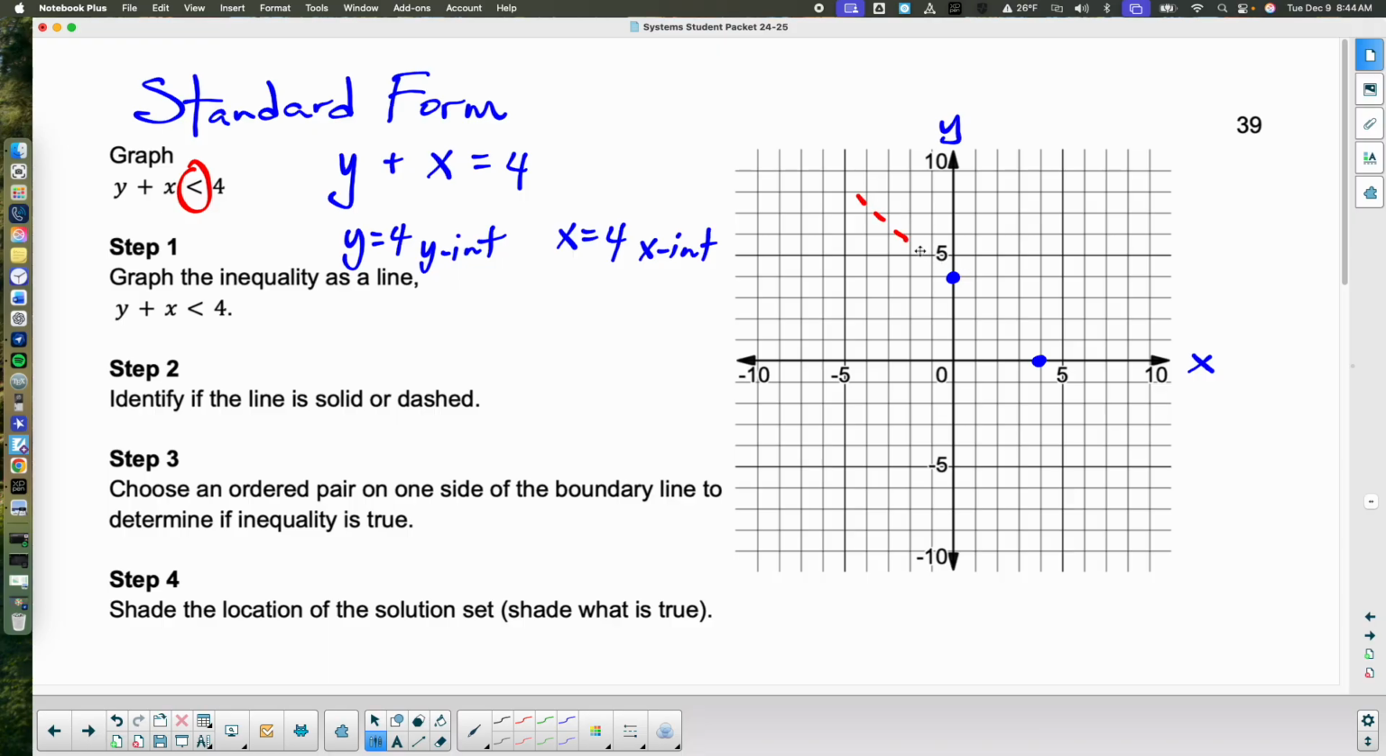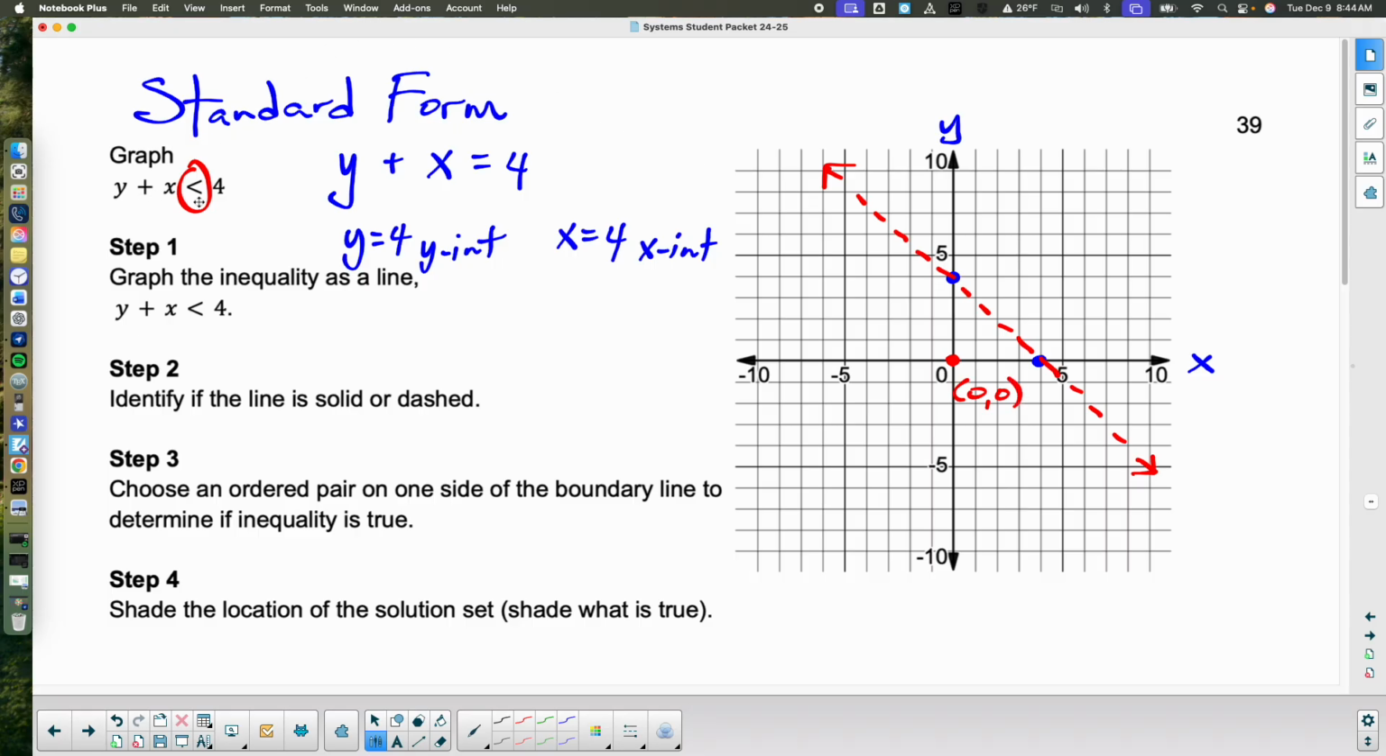We're not going to shade it yet, because shading for this is different. We can't just shade above or below. When you're doing standard form, you cannot shade by which way the arrow points. And honestly, that's kind of annoying for the most part. What we have to do for standard form is test a point. Virtually everybody tests 0, 0 because it's the easiest. And we're going to try to find out if 0, 0 is true or false.